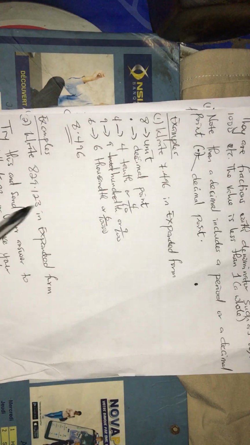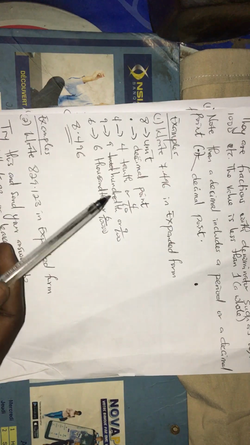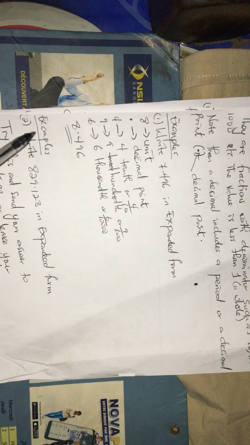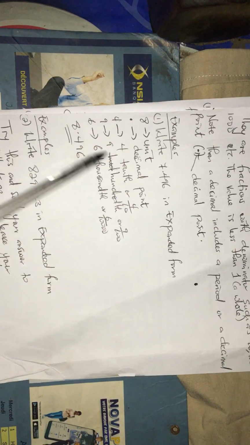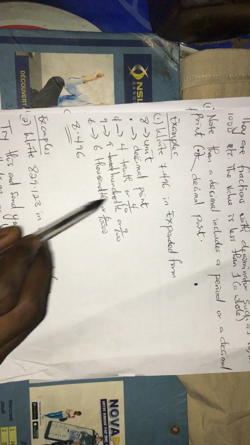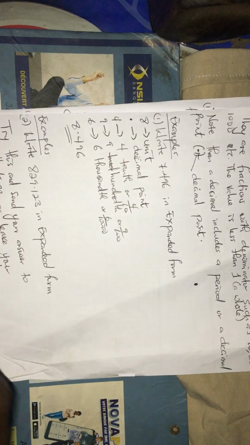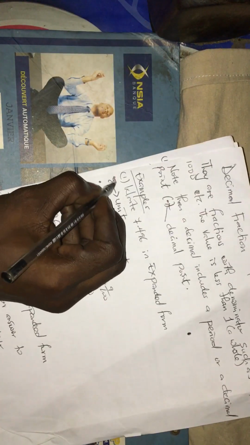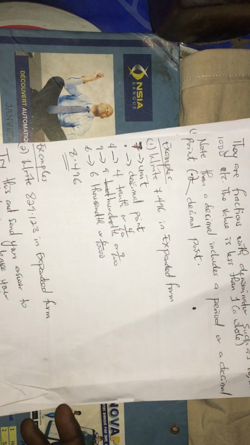Now, example: write 7.496 in expanded form. Here we are talking about expanding all of this to know their value. Okay, so we have 7 here. I think I made a mistake here, so here should be 7. So we have 7.496.